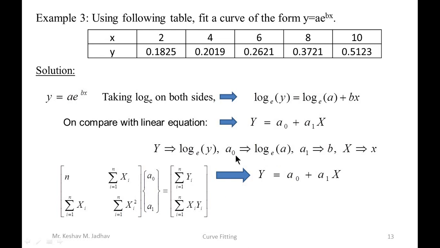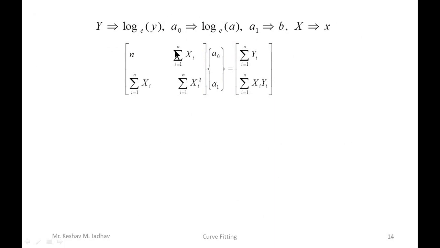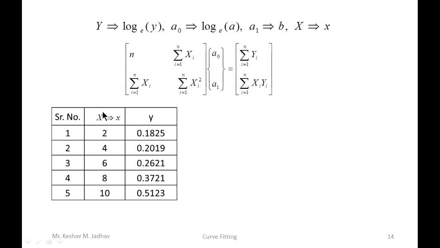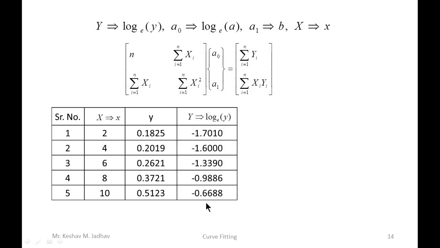So here we have a0 is equal to log a. So by taking exponential on both sides, we will get a is equal to e raised to a0, and here the value of a1 is same as the value of b. So to solve this matrix, we need to prepare a table. Here the first column is serial number, then these are the values of x, then these are the given values of y. Small x values we can take as capital X. So capital X values are same as given values of x, but instead of y values we have to take log of y values. So we will calculate that column.